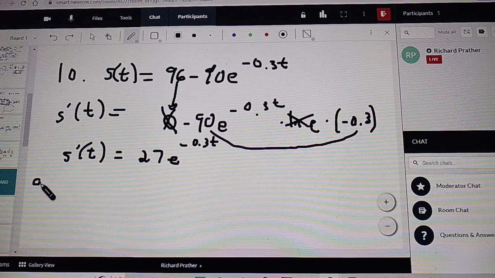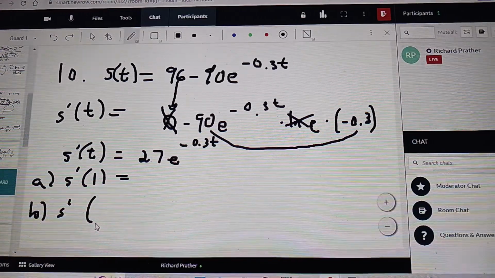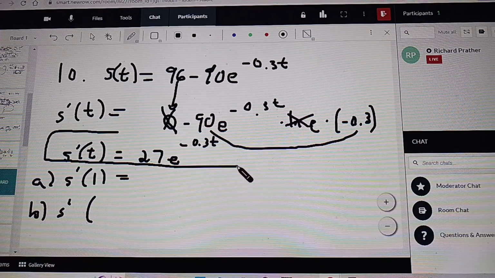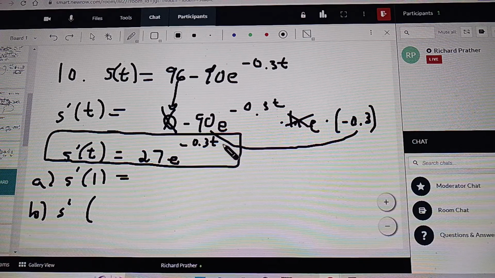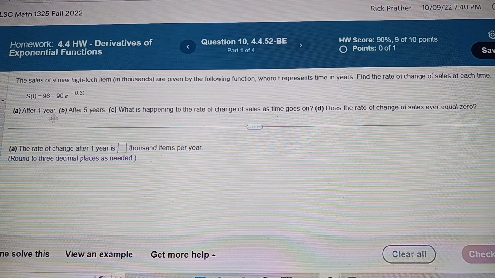So the actual part A then is going to be s prime of 1. And then there'll be a part B where I do s prime of some other number. That's why it's good to have the derivative in general first. Doing the derivative in general first, then if I have to plug multiple numbers in, it's just real quick to do another one. So s prime of 1, and then we'll do s prime of 5 after that.